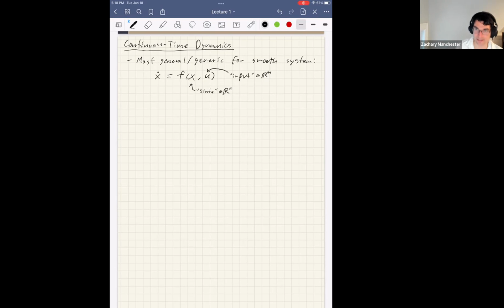And then x dot is obviously the derivative of your state. And this function f, we call the dynamics. Okay, so that's all there is to say about that. For any smooth system, we can always write it in this form. This is super, super generic.